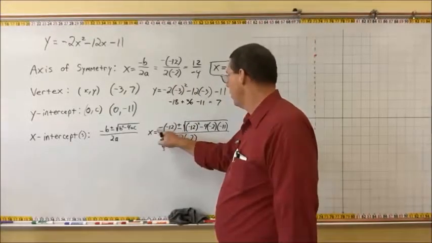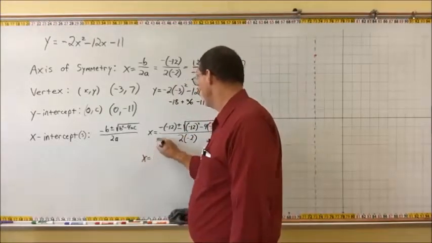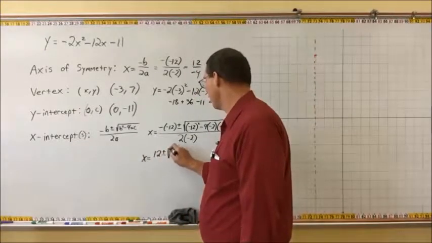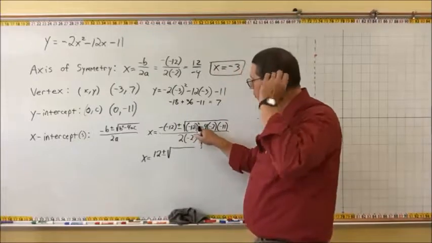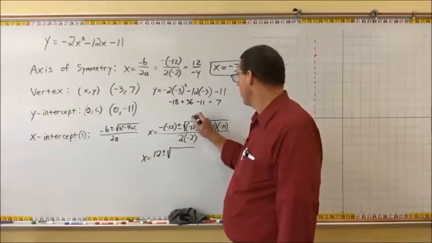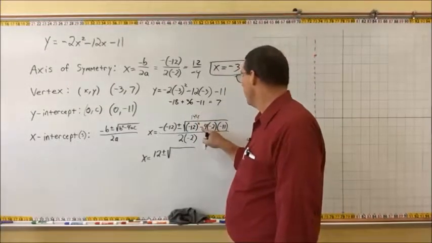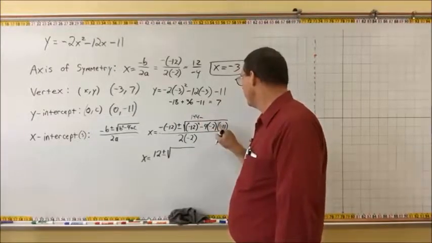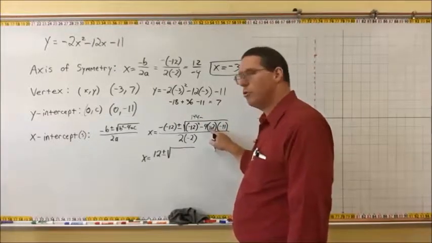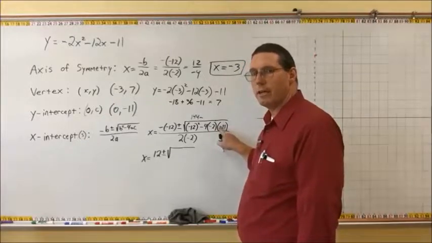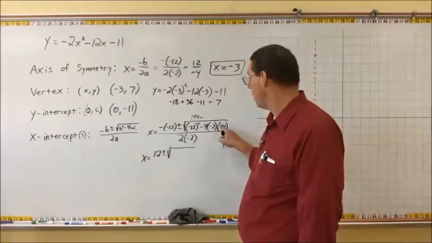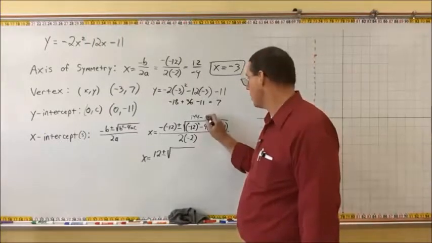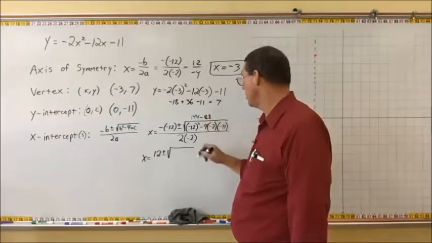So now, x is equal to negative negative 12. That's 12, plus or minus the square root of negative 12 squared, that's 144. All right, minus, here we got 4 times negative 2 times negative 11. Well, negative 2 times negative 11 is positive 22. And positive 22 times 4 is 88. So it's minus 88. Okay?